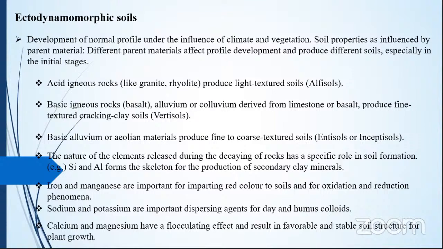Also remember, students, in nature, elements are released during the decay of rock by specific soil forming factors. Some important elements will be released, for example silicon and aluminum. This is very important for secondary clay minerals, because in the tetrahedra and octahedra the major elements are silica and aluminum. In tetrahedra, we can see silica in the center. At the same time, in octahedra, we can see aluminum in the center. So during soil formation, these elements will be released and produce the secondary clay minerals.